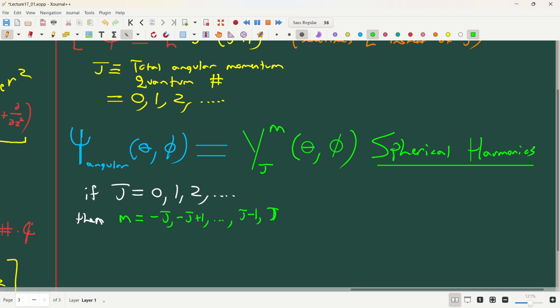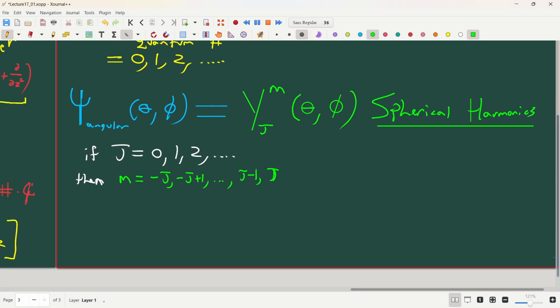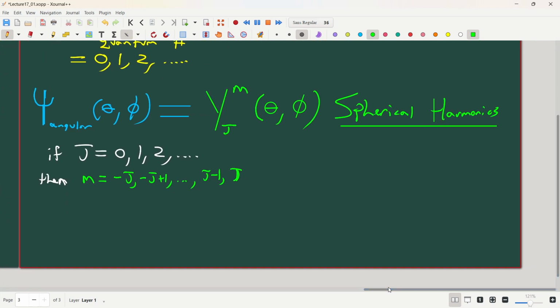So what does that mean? Let's think about that for a second. If j is equal to 0, then the only allowed value of m is 0, because it only runs from minus 0 to 0, so it's 0. And so the wave function for this system is the 0, 0 spherical harmonic. I won't write down the functional form of it just yet, because I want to plot it for you.